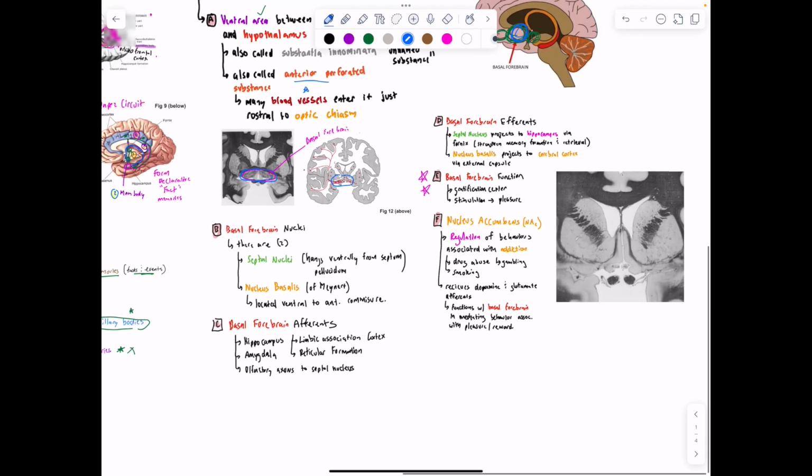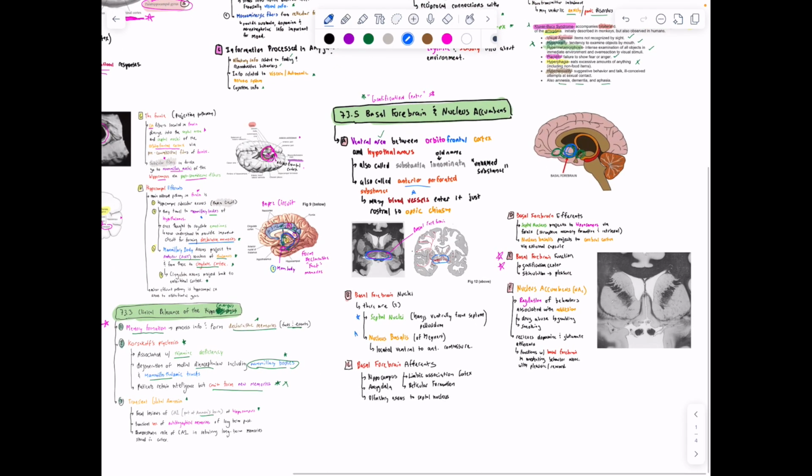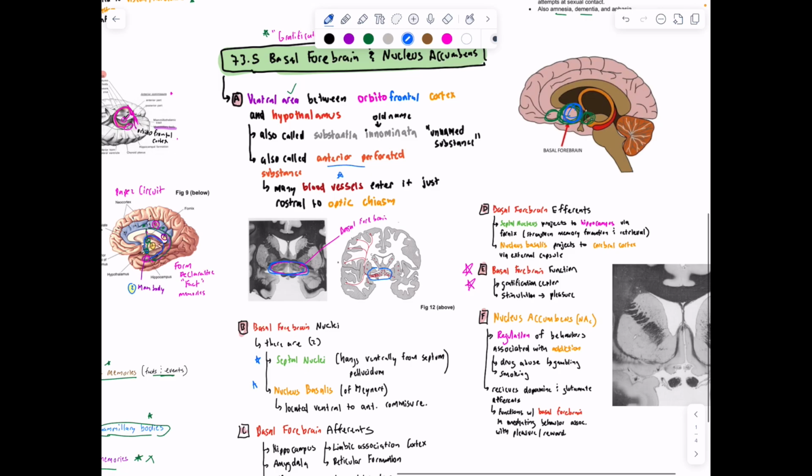Basal forebrain nuclei, there's two of them: septal nuclei and nucleus basalis. Septal nuclei, we had sort of defined that earlier as part of the orbital frontal cortex, which I think maybe is fair because it's all part of this region.